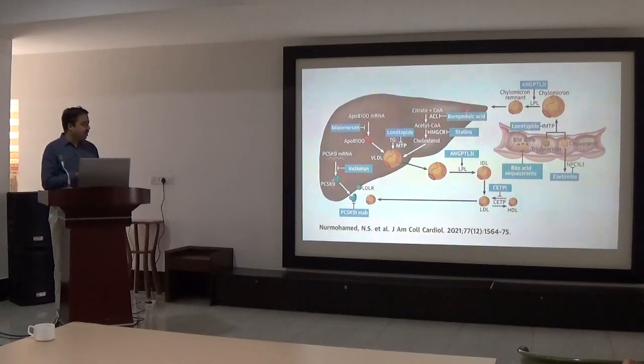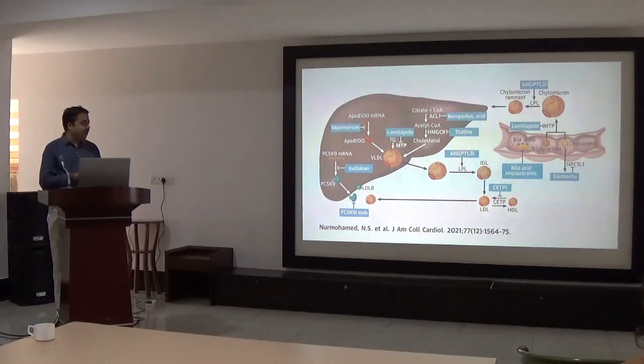Bempedoic acid again is a new molecule. Mipomersen prevents ApoB100 mRNA translation, so ApoB100 is not formed in the liver. So mipomersen is again a new drug. Inclisiran acts one step ahead of PCSK9 inhibitors. It prevents PCSK9 mRNA translation, so PCSK9 does not form. And then this is the PCSK9 inhibitor.